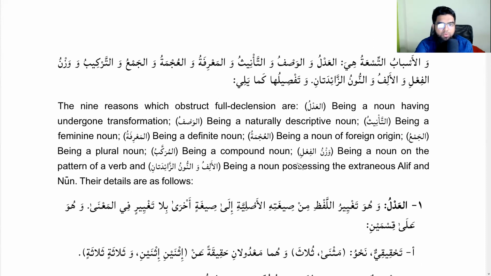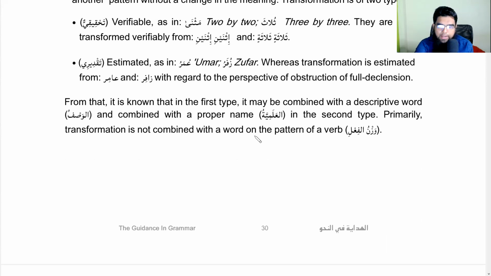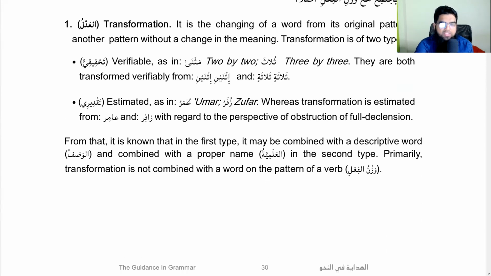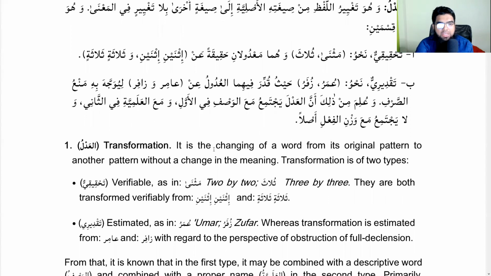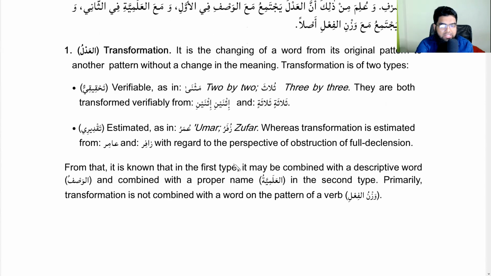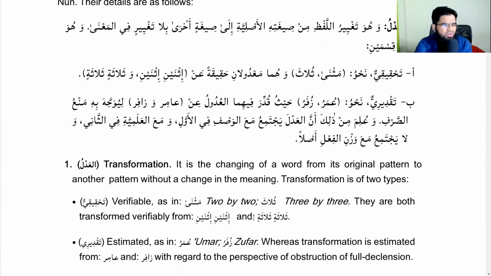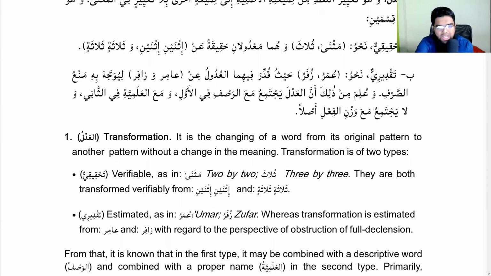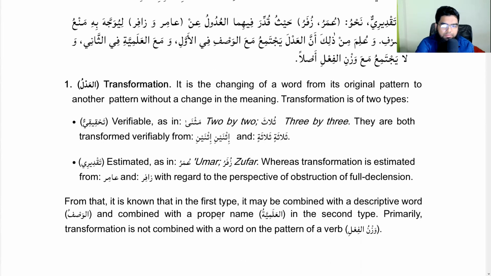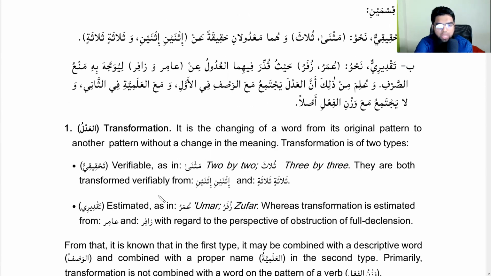Then we have ujma, jam', murakkab, wazn al-fi'l, alif al-nun zaidatan. So if anyone asks you, why is Umar a diptote? You'll say, well, Umar is adl. It's ma'adul. It has been changed from something else. As well as, reason number 1 is there, and it's a name, alamiyah. ولا يجتمع مع وزن الفعل أصلا. It does not combine with the pattern of a verb. So somebody might say it's on a pattern of a verb. No, fu'al is not a pattern of a verb. It is adl.